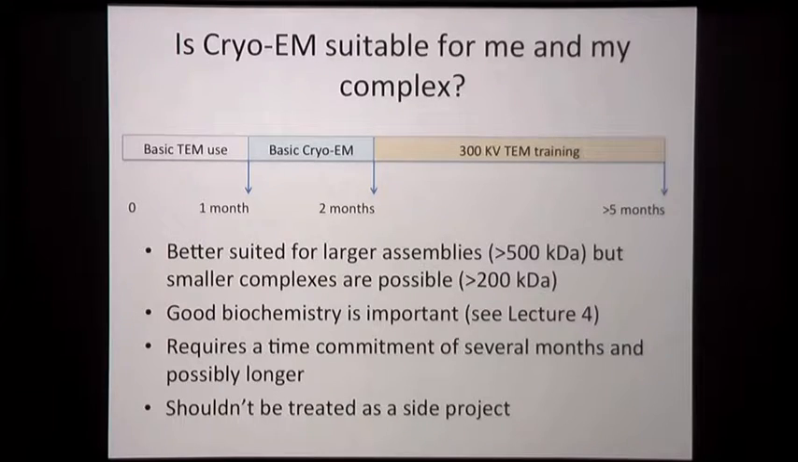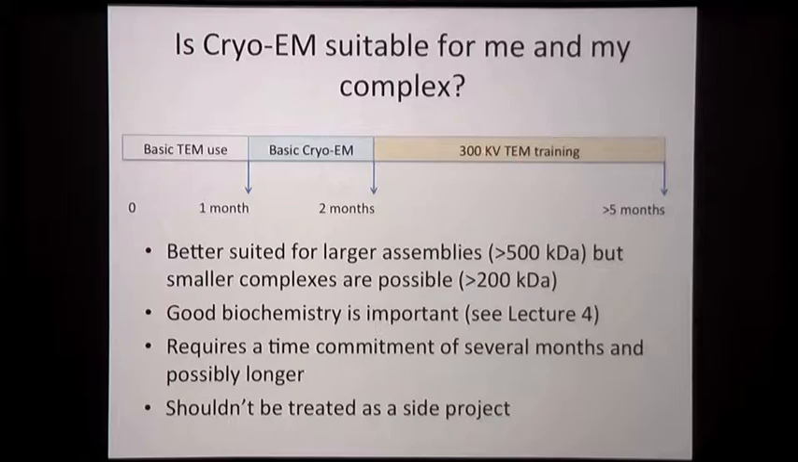The other consideration you have to take into account is, do you have enough time to do this project? You can see the timeline here. It can take up to 5 months to start becoming independent on the 300 kV microscopes. After a couple of months of the basic training, you might be able to start collecting data here if your sample is ready. But overall, it's not really a very fast process. This is the best case scenario, really. And I think Rebecca is going to talk to you about how things go if everything goes pretty smoothly. But it's just something to consider.